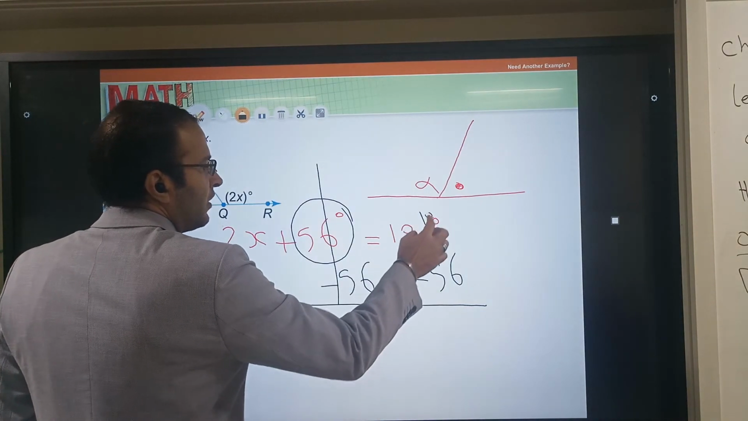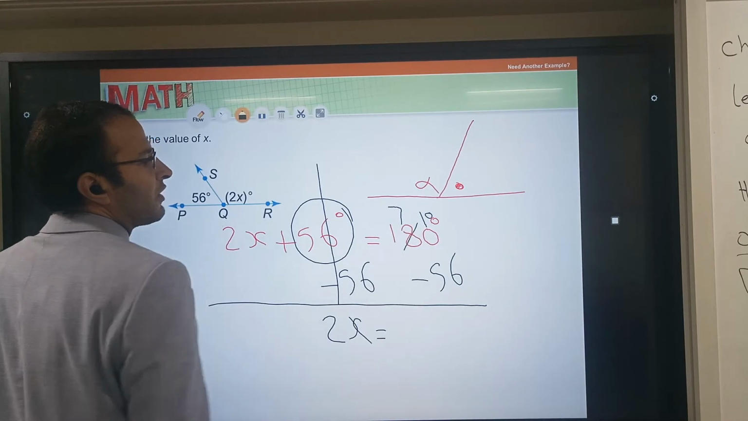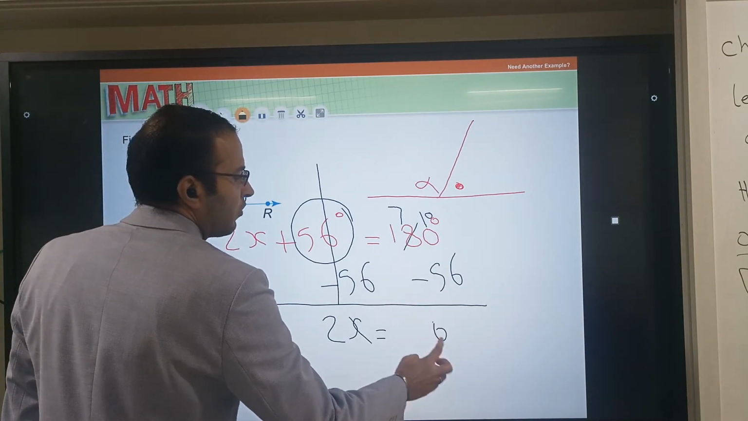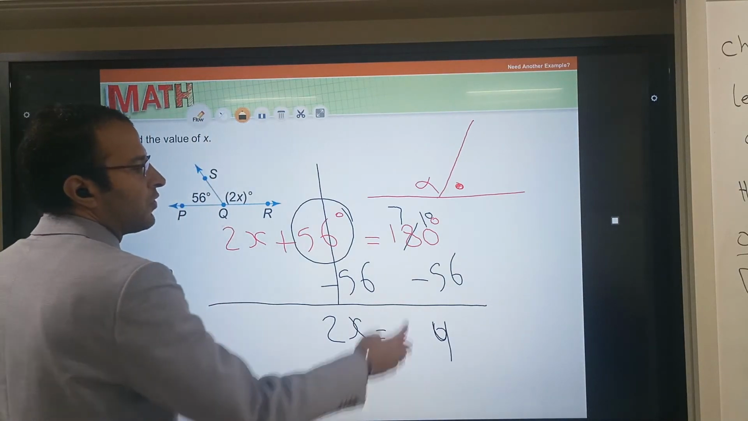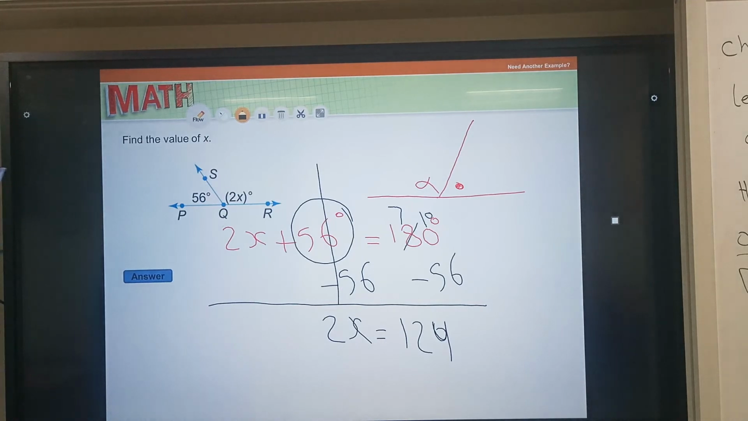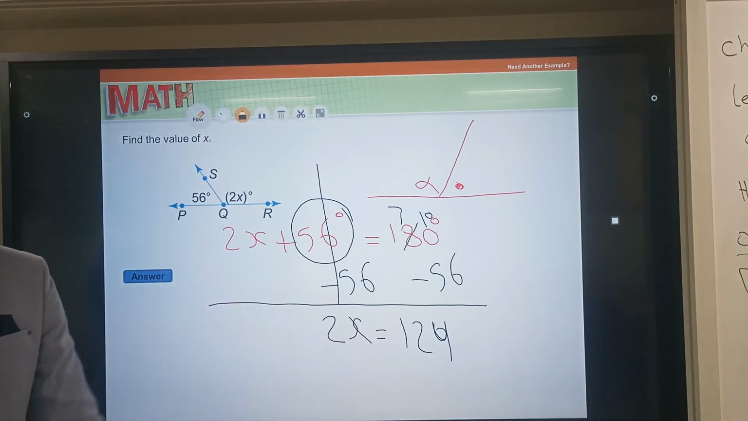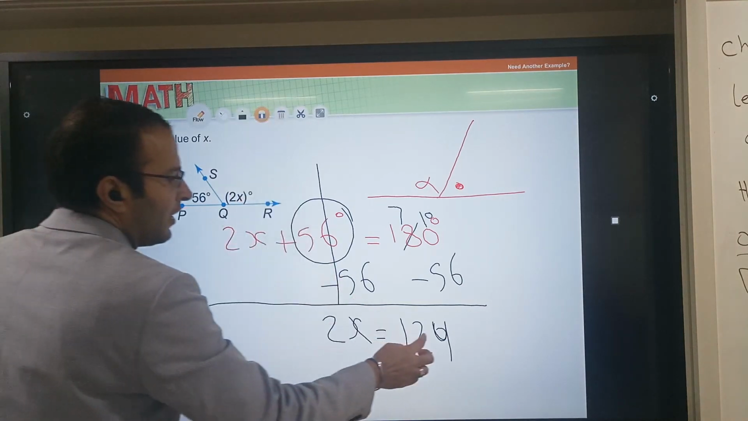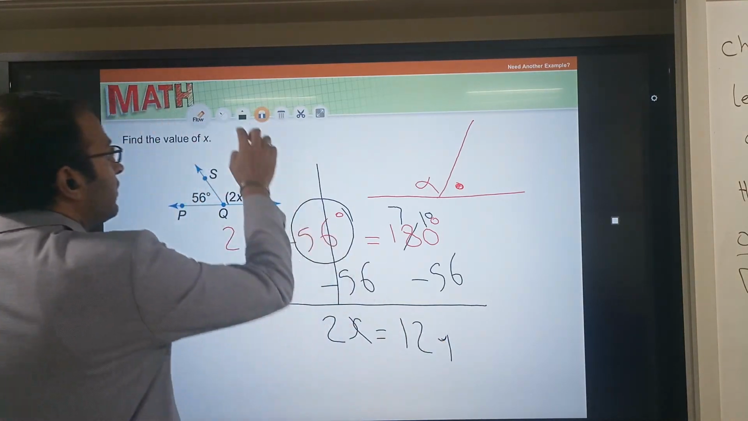So 10 minus 6 equals 4. And 7 minus 5 equals 2, and we bring down the 1. Here we have 2x is equal to 124.